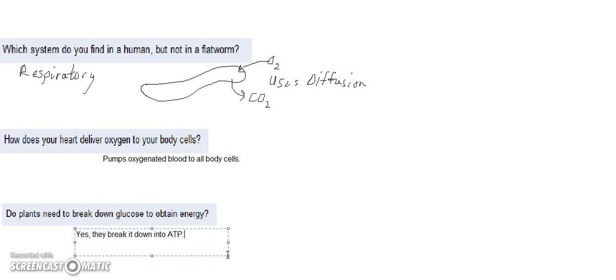So remember, plants are special because they make their own glucose through photosynthesis, right? They use photosynthesis and they make their own glucose. But then they also must use cellular respiration to break down that glucose into ATP. So yep, they need to do it and break it down to ATP.